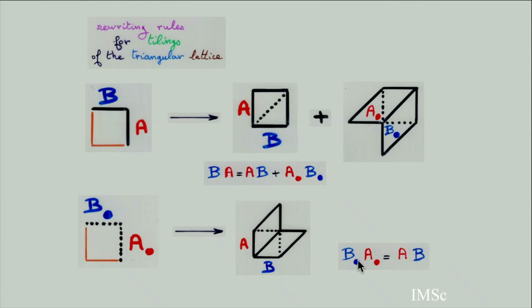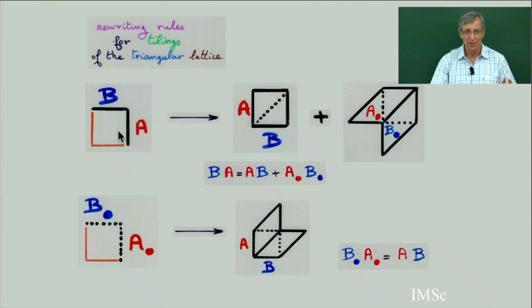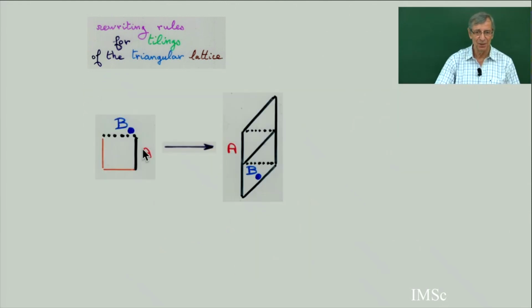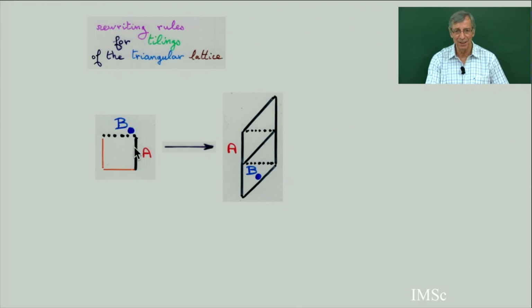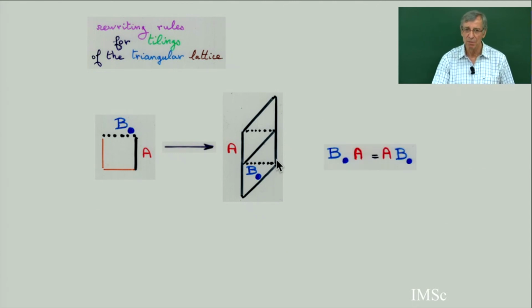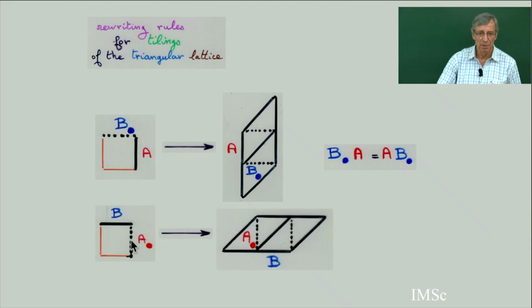So I have 2 cases. In fact, I have 4 different cases: 2 cases for the horizontal edges, 2 cases for the vertical edges. So this is the 3rd case, B dot A. B dot A is exactly this configuration, the only one, which gives me this equation. And dually the same, B A dot gives A dot B, which gives this equation.